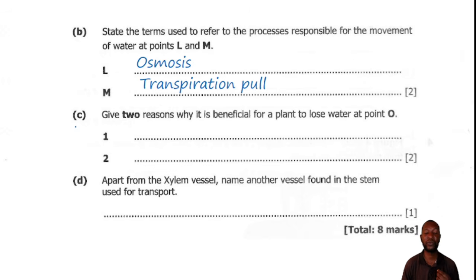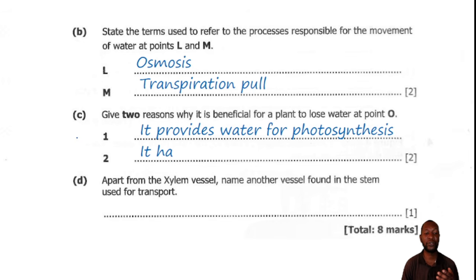Moving on to part C. Give 2 reasons why it's beneficial for the plant to lose water at point O. So transpiration is important because it provides water for photosynthesis. It also has a cooling effect on plants. These were the answers to part C.